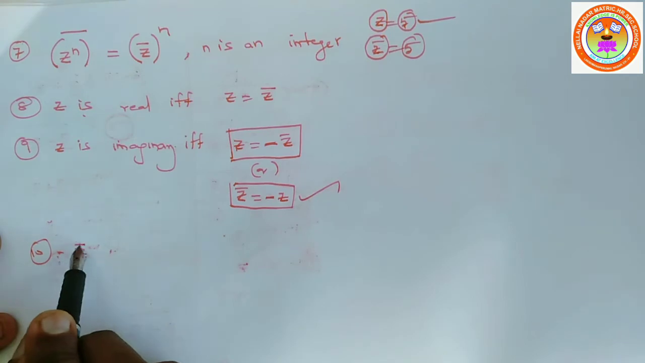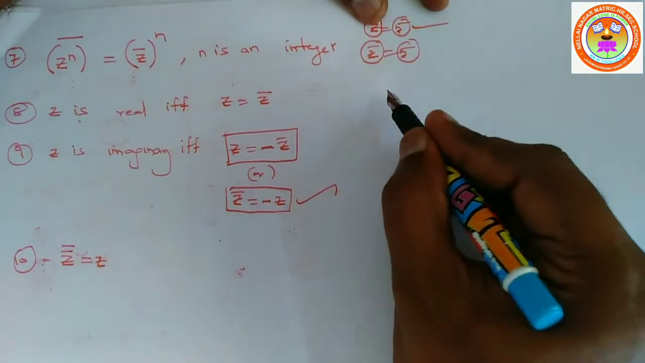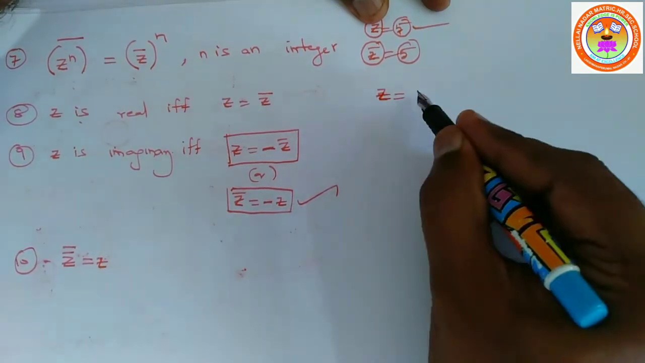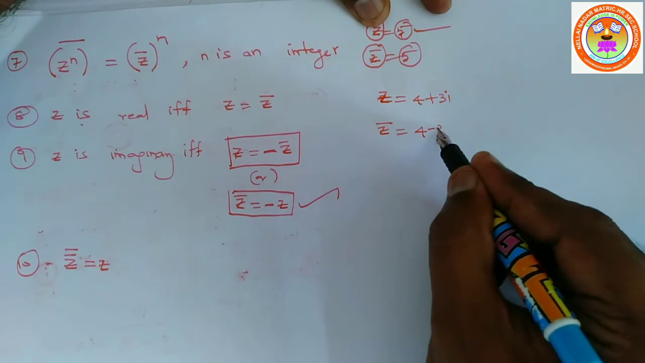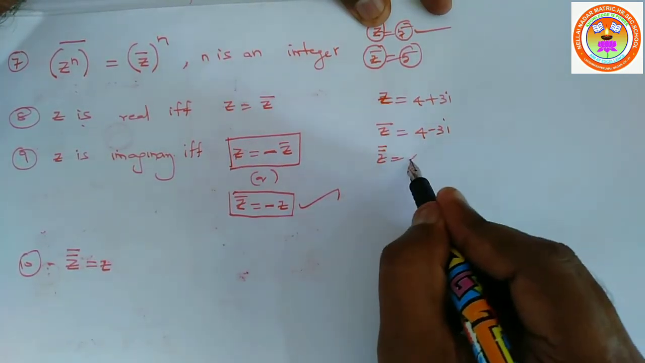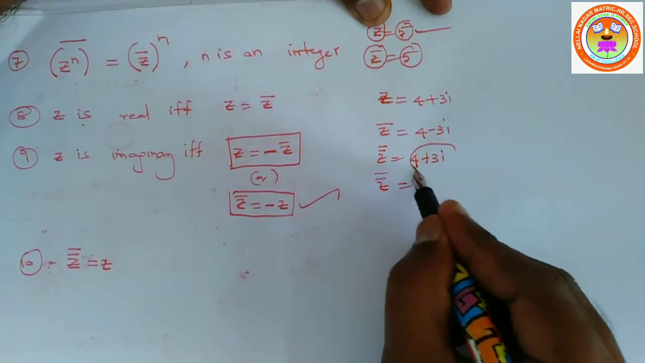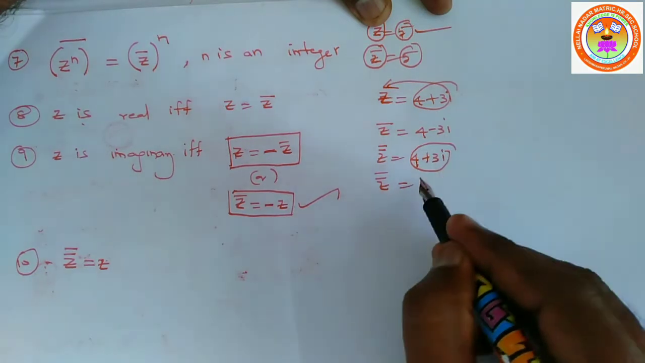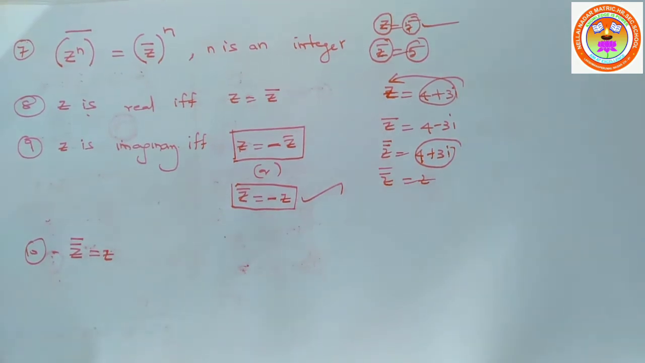The bar of z bar is equal to z. For example, z is equal to 4 plus 3i. What will be z bar? 4 minus 3i. Once again taking the bar, the conjugate of z bar is 4 plus 3i, which is nothing but z. That's all. So these are all the 10 properties we have proved.